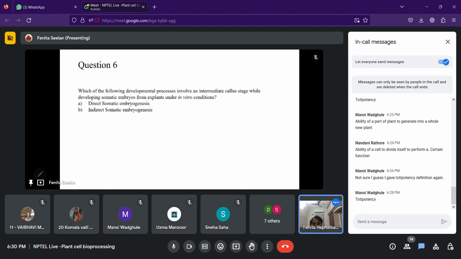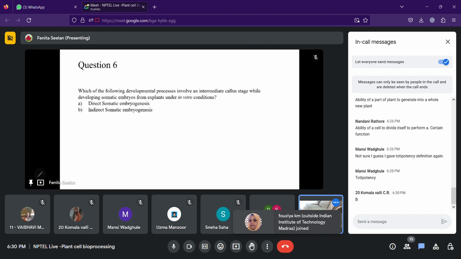Which of the following is a developmental process which involves an intermediate callus stage while developing somatic embryos from explants under in vitro conditions? Yes, it is indirect somatic embryogenesis. So, what are somatic embryos first?